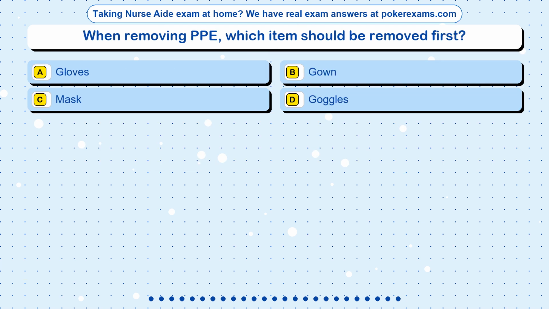Question 2. When removing PPE, which item should be removed first? Option A, gloves. Option B, gown. Option C, mask. Option D, goggles.